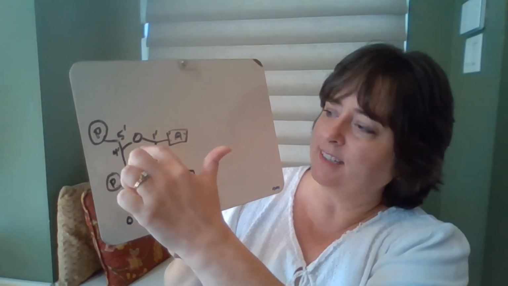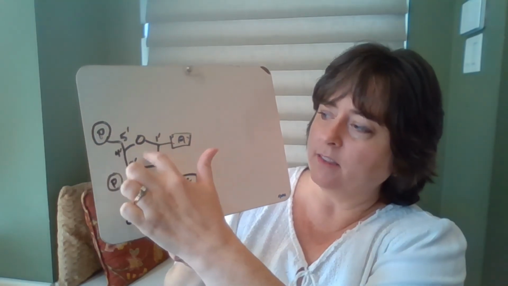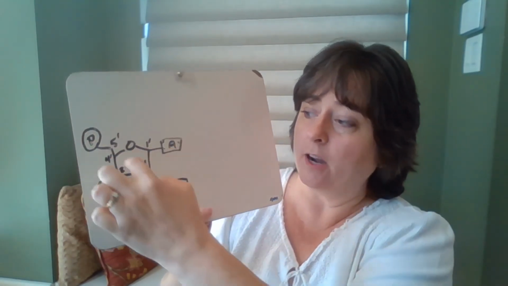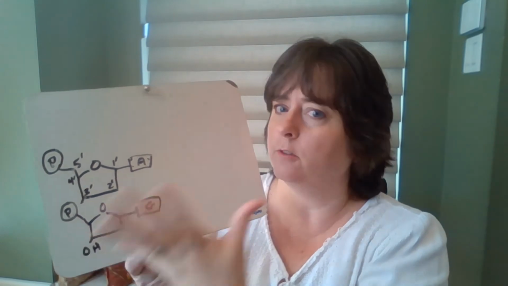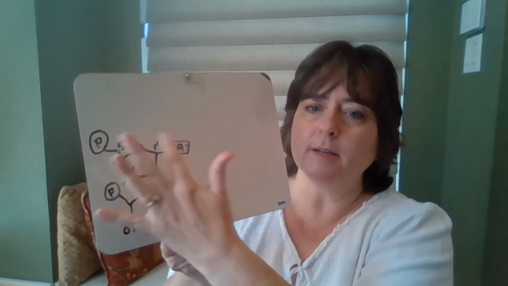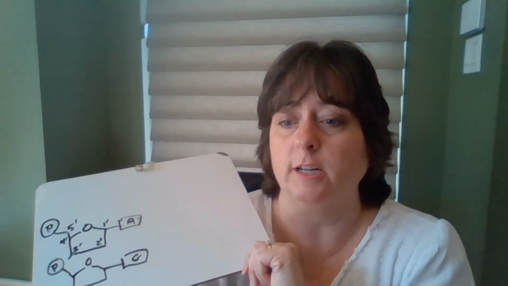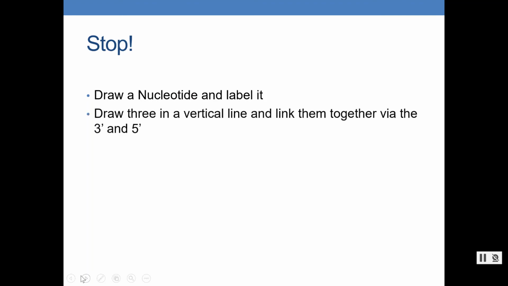Okay, how'd you do? So hopefully your nucleotide looked a lot like my original one, the phosphate, the sugar, and the base in there with that 3' hydroxyl. Don't forget that, it's going to be important. So that would be a nucleotide. The next instructions tell you to draw 3 of those in a vertical line and link them together via the 3' and 5' end. Don't forget to go into the 3' end of that and do it.